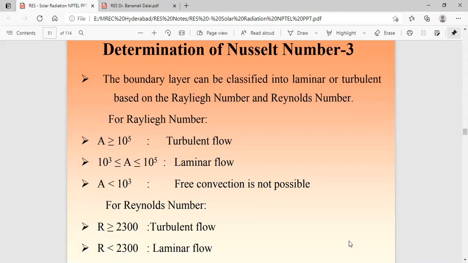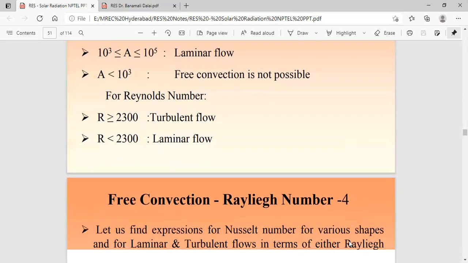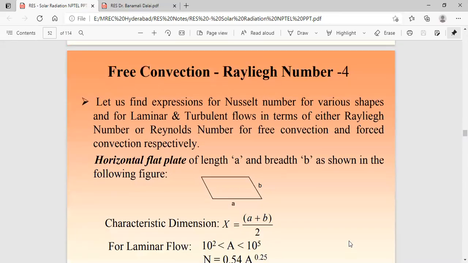For Reynolds number, Re greater than or equal to 2300 is turbulent flow. Re less than 2300 is laminar flow. Let us find the expression for Nusselt number for various shapes and for laminar and turbulent flow in terms of either Rayleigh number or Reynolds number for free convection and forced convection respectively.